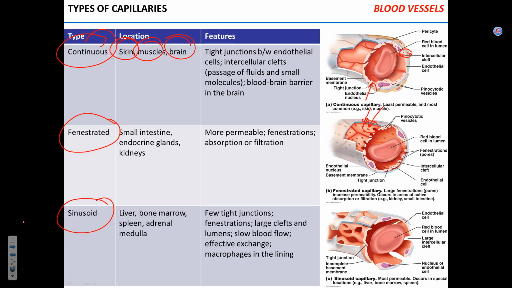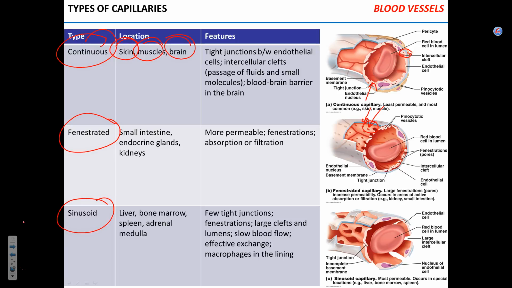You're going to find this, obviously, in the locations where that exchange is critical, like endocrine glands, where hormones have to go back and forth, and the kidneys, where plasma filters into the glomerular capsule, for example. Does that make sense?